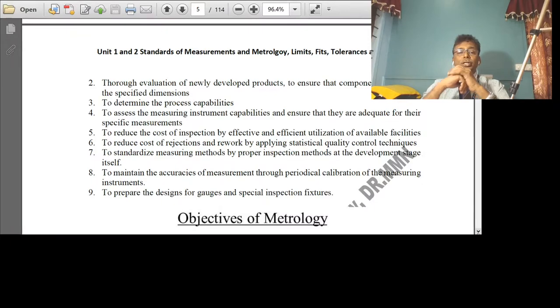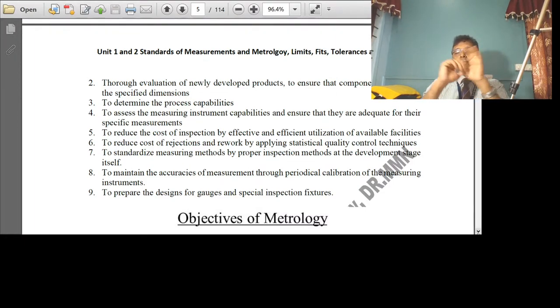To reduce the rejection, to standardize measuring methods by proper inspection methods and developments at the development stage itself. To maintain the accuracies of measurement through periodical calibration of the measuring instruments. Calibration is an equally important part. So we are discussing calibration on the other side of our mechanical measurements and metrology. In the metrology part, much of our discussion is on calibration of the instruments.